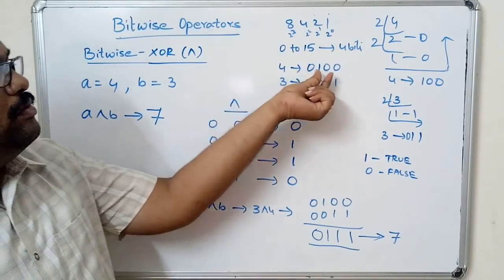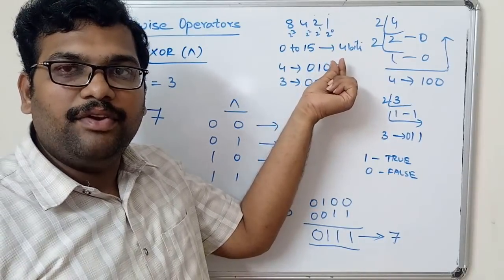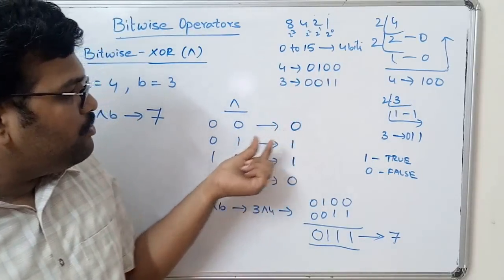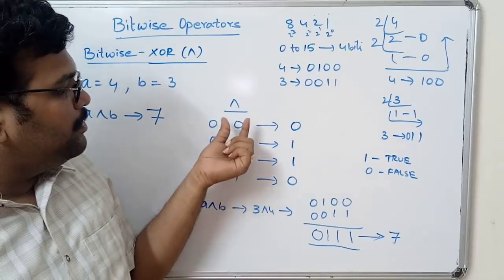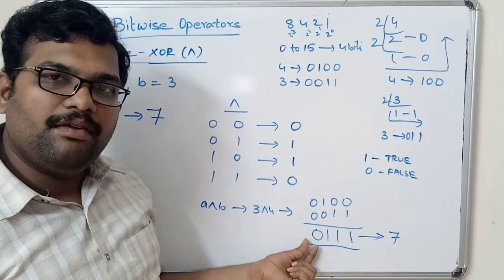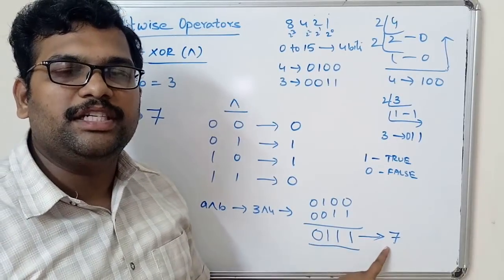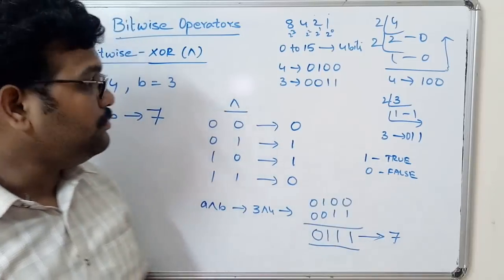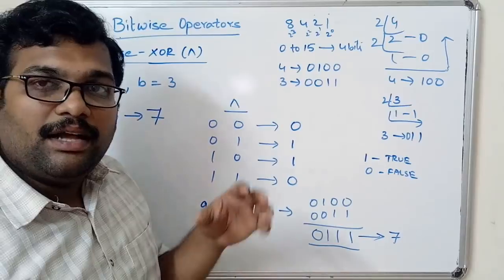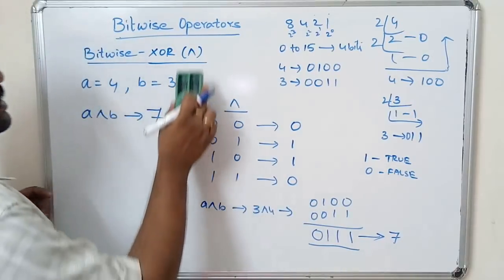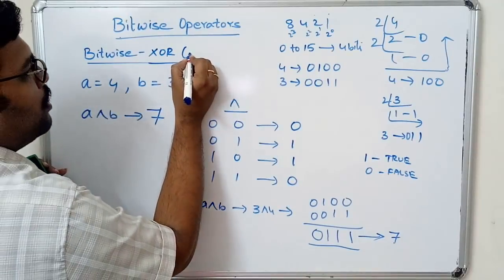So first we have to find the binary equivalent of the given decimal, and then we have to apply the operator based upon these tables, and then we will get the binary equivalent, and next we need to convert the binary equivalent to decimal value. So hope you understood this XOR operation also. And let us have a look at the next operator, that is complement or not.